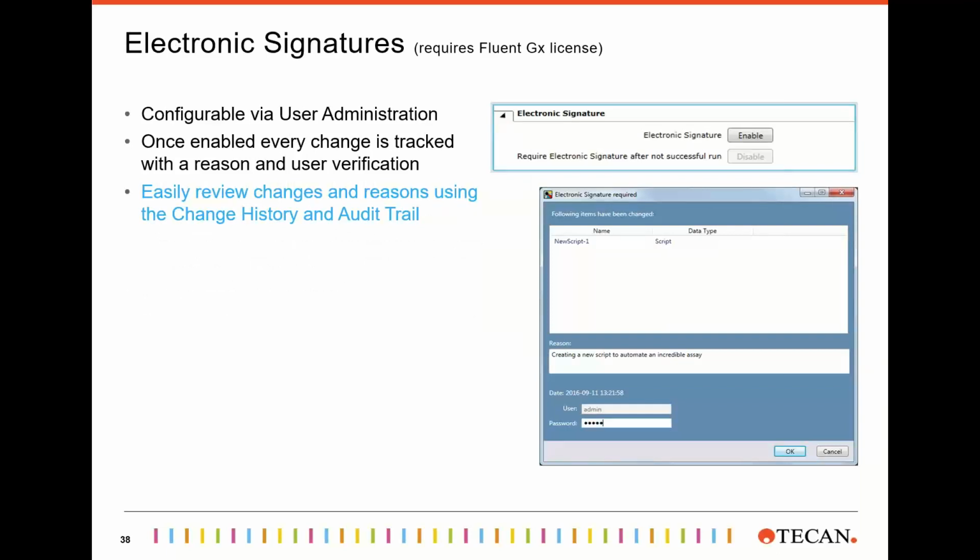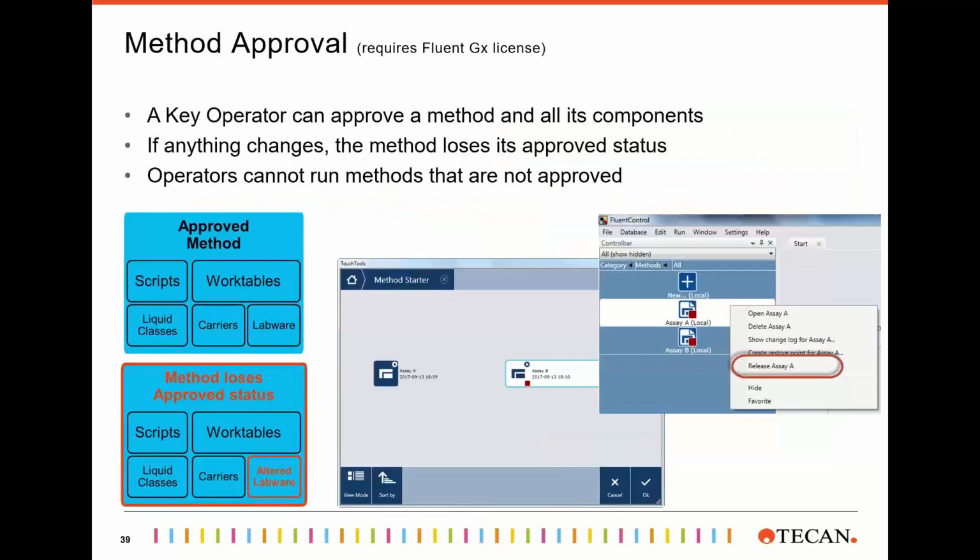If you have user management available and enabled, you can also switch on the electronic signatures feature. This allows you to track any change that is made, which is then visible in the audit trail. The person who is making that change will be prompted and has to enter a reason, just type in what they've changed, and then sign it by entering their password. So this is quite useful for, again, regulated environments.